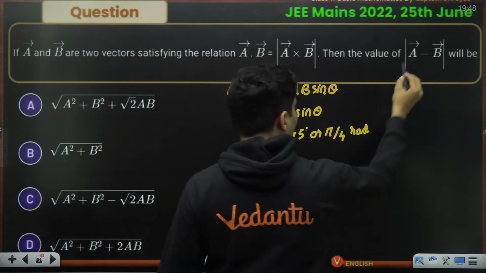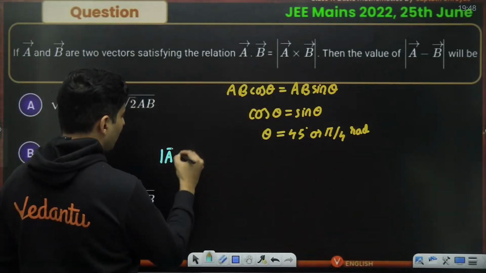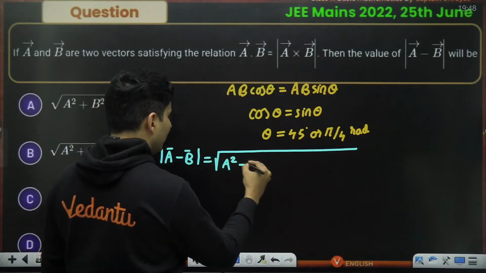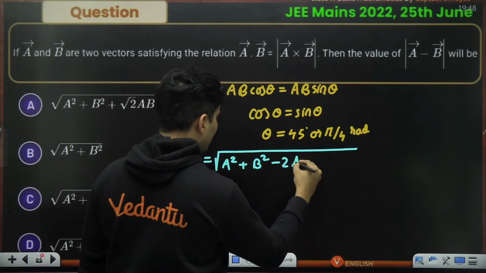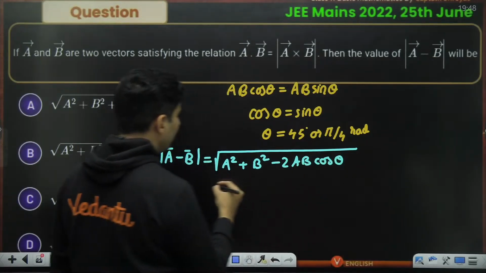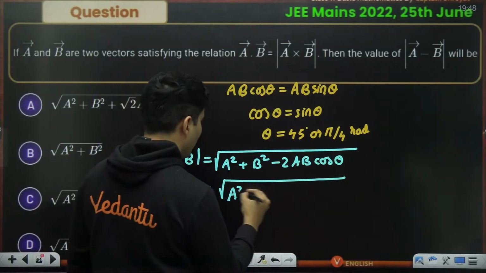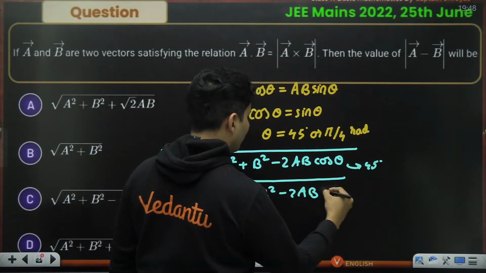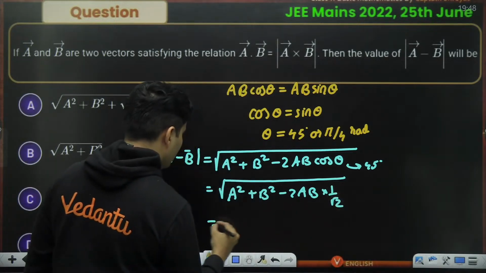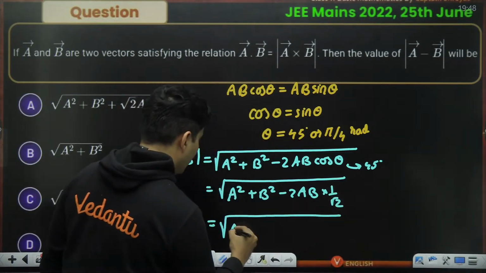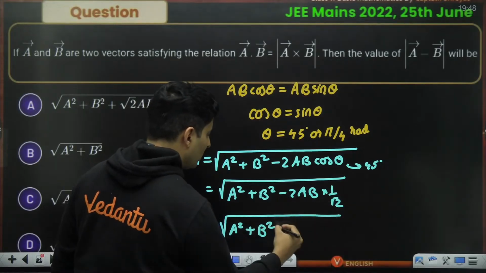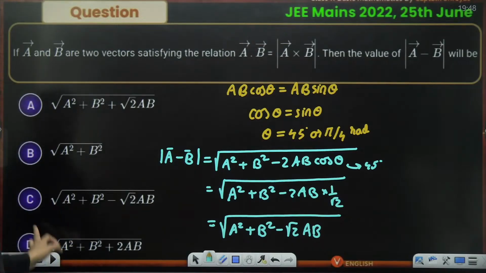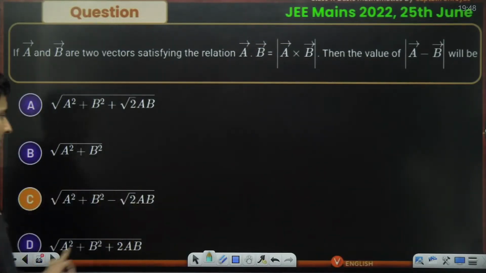Perfect. So now we have been tasked with what is A bar minus B bar's magnitude. This is vector subtraction. Vector subtraction is nothing but first vector square plus second vector square minus 2ab cos of angle between them. So this will be nothing but a square plus b square minus 2ab. Theta is 45, cos 45 is 1 by root 2. So this will be nothing but root of a square plus b square, 2 and root 2 will cancel. It will become root 2 on the top minus root 2 AB, which is nothing but option number C, of course. Is this absolutely clear?